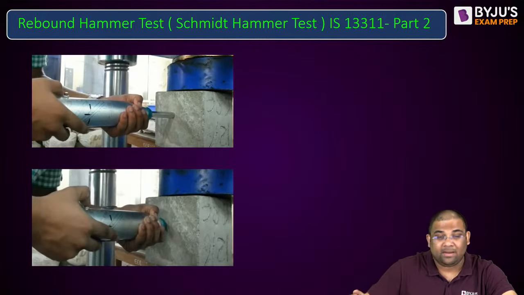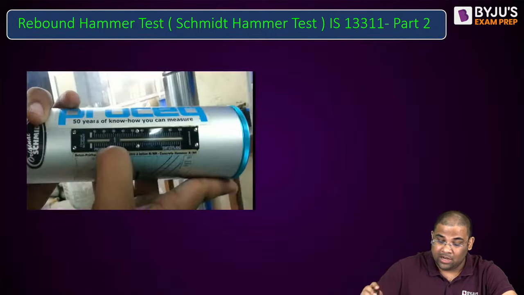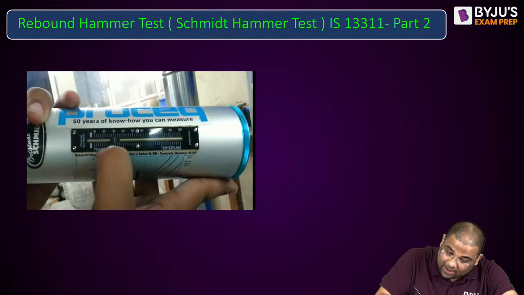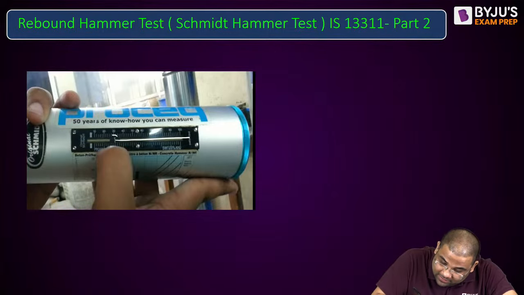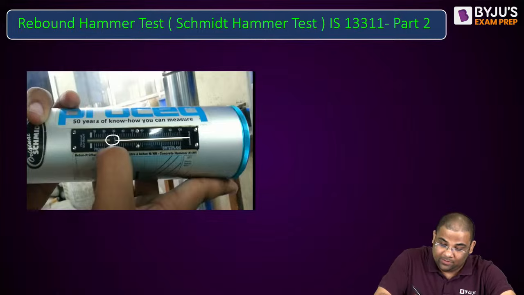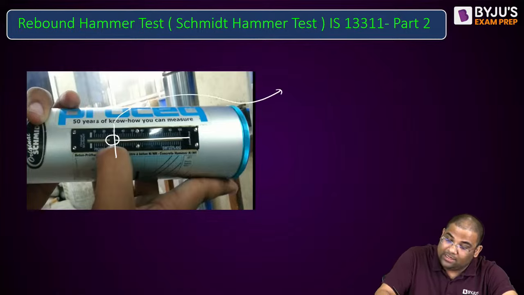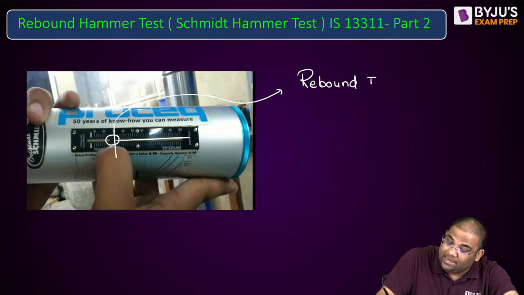Okay, same diagram. Now you see this is a closer diagram. You can see here what has happened. Here, you can see there is a marker, right? And from here you are getting what? You are getting a rebound number. You are getting a rebound index or your rebound number.